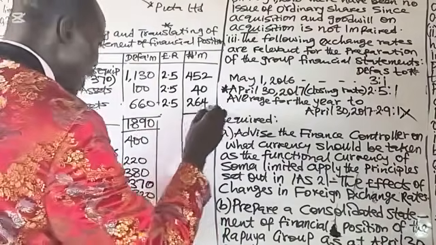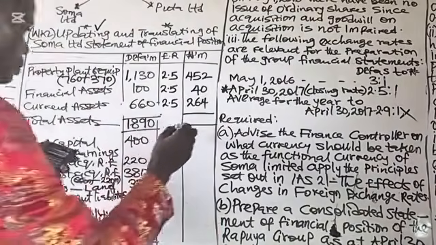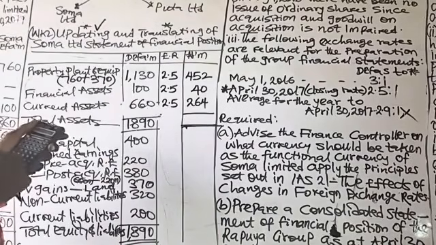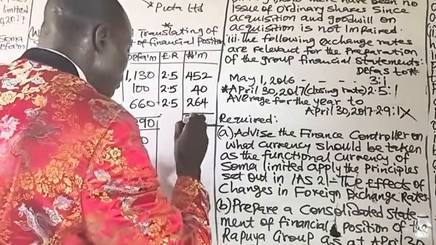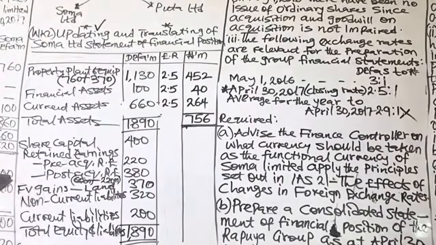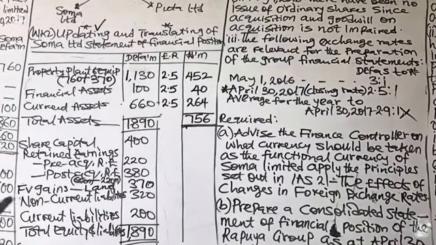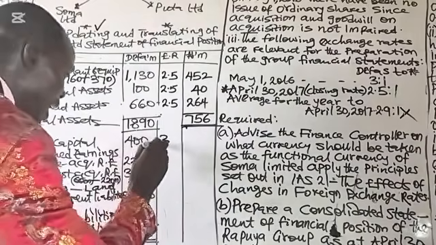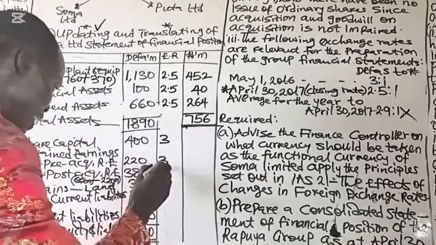So we've done with the assets. Let's sum them up. 264 plus 40 plus 452. So the total asset is 756. Then the next thing is equity and liabilities. I've told you the share capital and items that relate to the pre-acquisition period should be translated at the rate of exchange at the date of acquisition. The exchange rate at the time of acquisition is 3. So that means we will translate our share capital and pre-acquisition items using that 3.